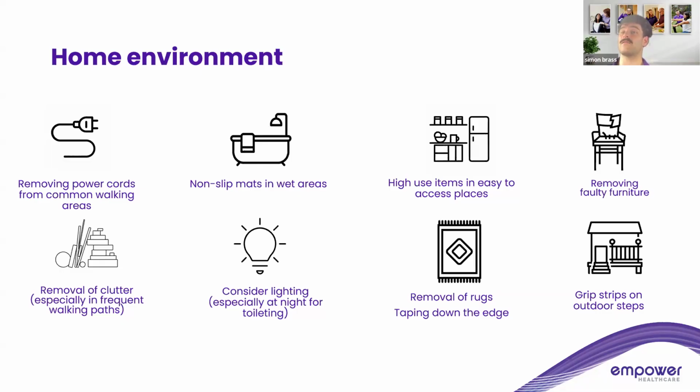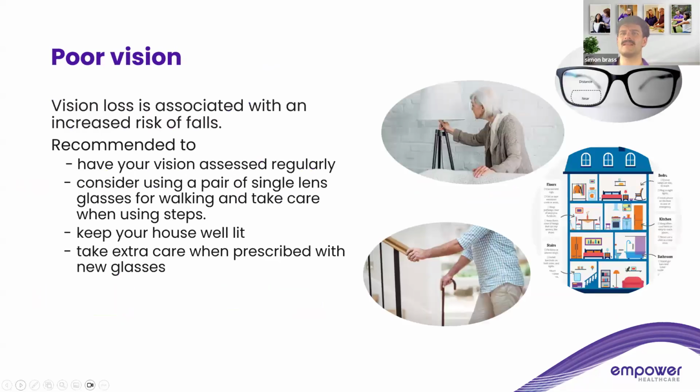Removing or taping down floor rugs is another easy step, as well as installing things like grip strips on outdoor steps to provide extra traction. So speaking to poor vision now, studies show that impairment of visual functions such as visual acuity, contrast sensitivity, visual fields, and depth perception are all associated with an increased risk of falls. Therefore, to aid in falls reduction, it's recommended that you have your vision assessed regularly.